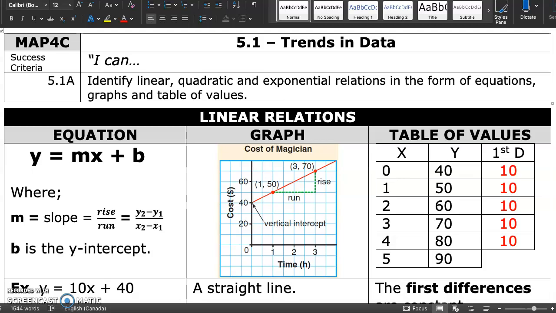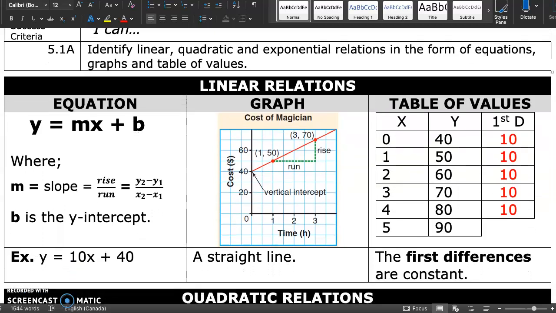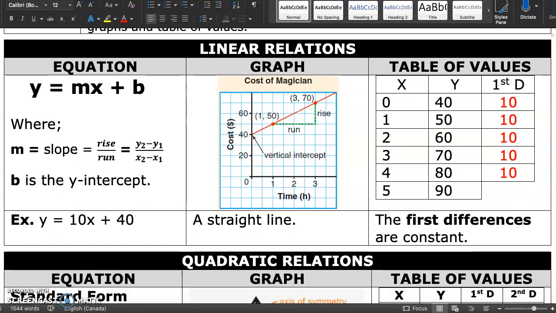MAP4C 5.1 Trends in Data. So what we're going to do is investigate the way that linear, quadratic, and exponential relations appear as an equation, a graph, and a table of values.